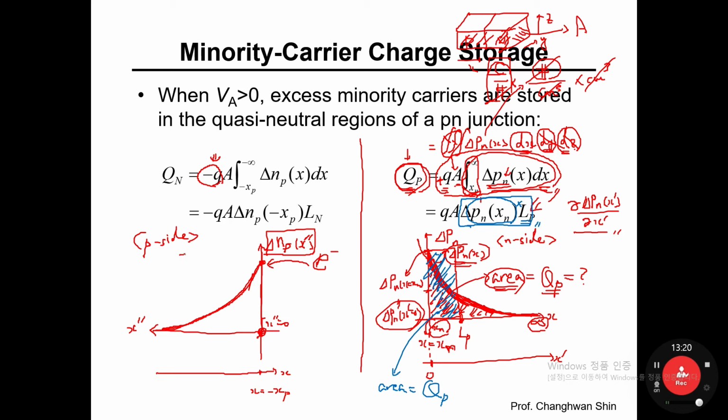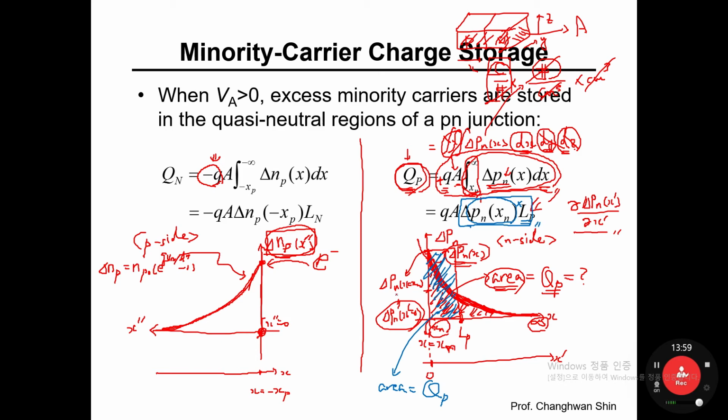And just to refresh your memory, what was the equation for delta n sub p? That was n p naught times exponential of qVa over kT minus 1. So please go back to the whole process for the ideal diode equation. Then you are going to see how to get this delta n sub p of x2 prime.